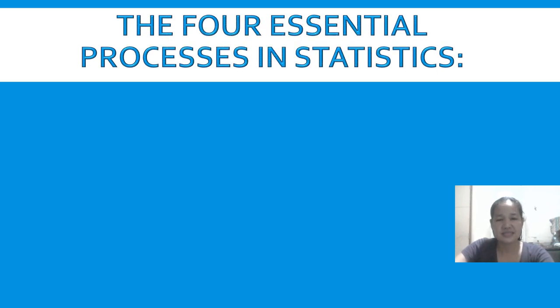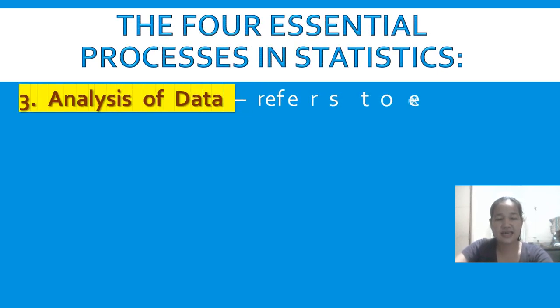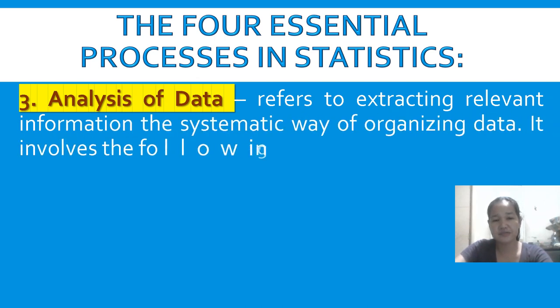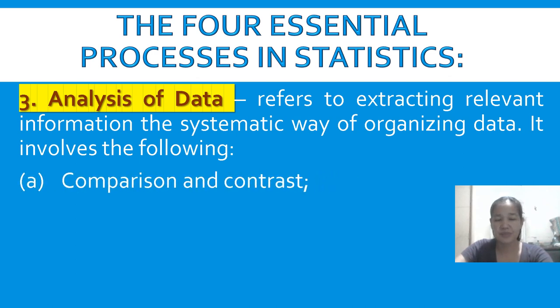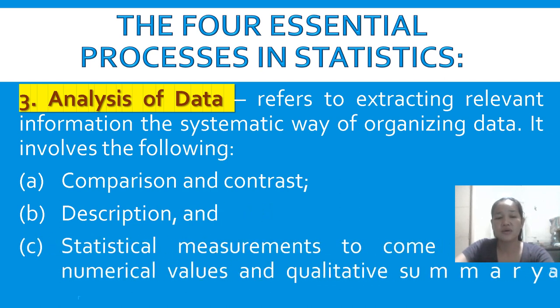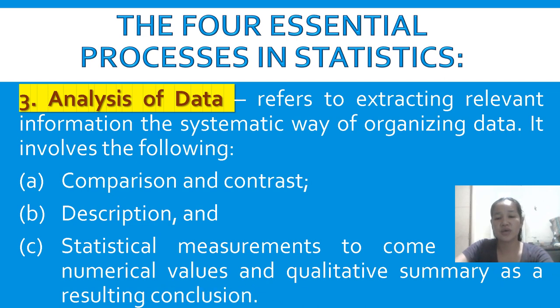The third essential process in statistics is the analysis of data. This refers to extracting relevant information. It involves the following: comparison and contrast, description, and statistical measurements to come up with numerical values and qualitative summaries, resulting in conclusions.